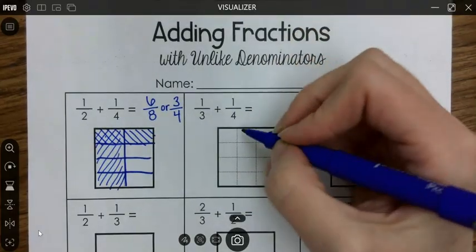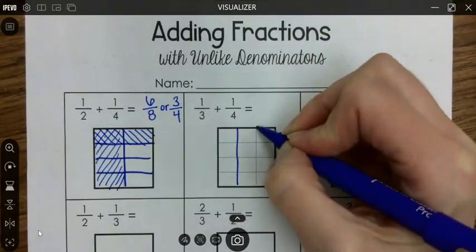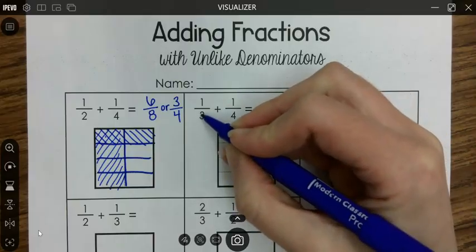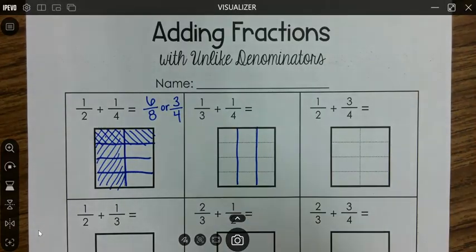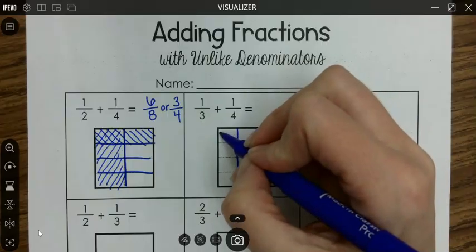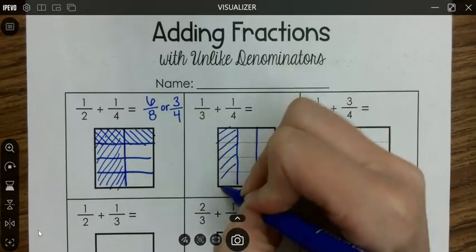All right, so 1/3. So I'm going to draw 2 lines. So I always want to do one less than this number. And then I would shade one of those 3.